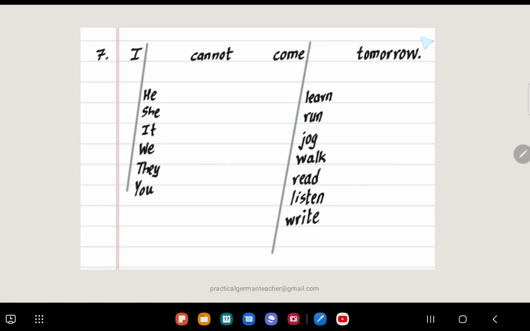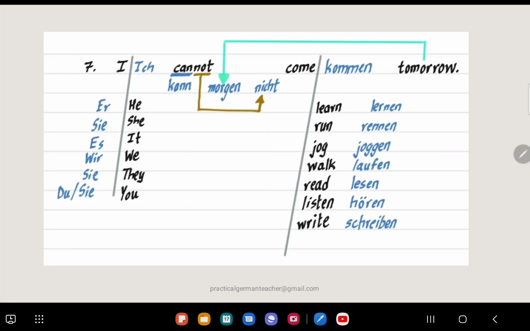I cannot come tomorrow. So you know how to say I come. So you will say ich komme. How do you say I come tomorrow? Ich komme morgen. If you want to say I can come, ich kann kommen, or ich kann lernen, ich kann laufen, joggen. Sorry, run will be rennen, walk will be laufen, right? So let's see how you can do all of this.